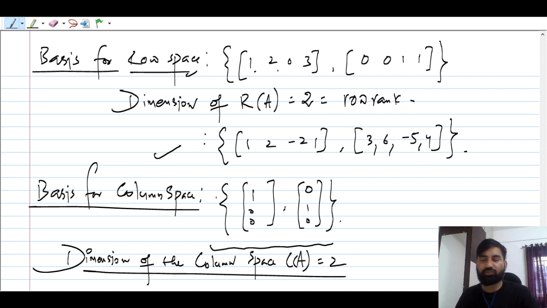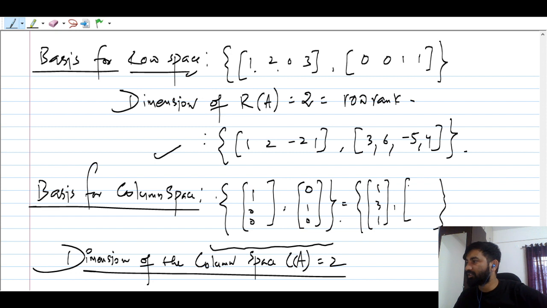Column space ko hum log C of A se denote karte hain, right? Okay, I hope this makes sense. You can also write the set like this. You can write the original columns here, corresponding to these columns, from the original matrix A, right? Aap yahan likh sakte ho ki this is going to be 1 3 1. इसको आप लिख सकते हो -2 -5 0.